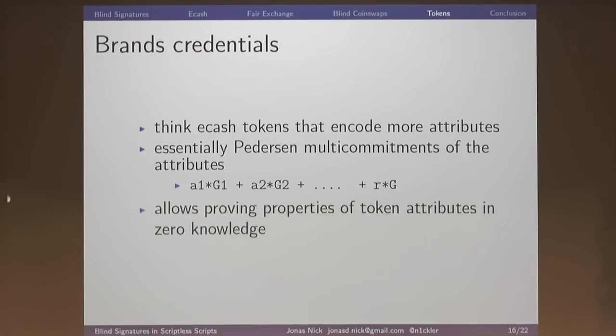And because of this structure, which is relatively simple, it's also easy to prove properties of attributes in zero knowledge. So, for example, does A1 plus A2 equal A3? Or is A1 equal to A2? Or is A1 within a certain range?